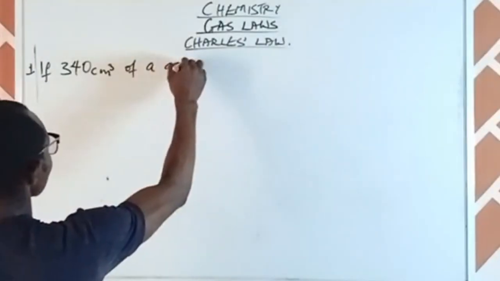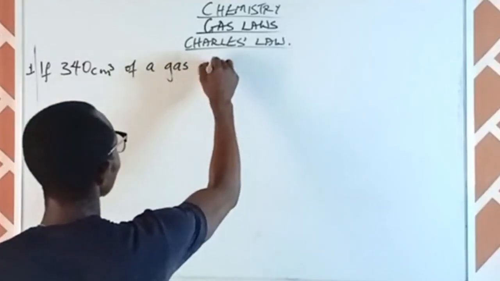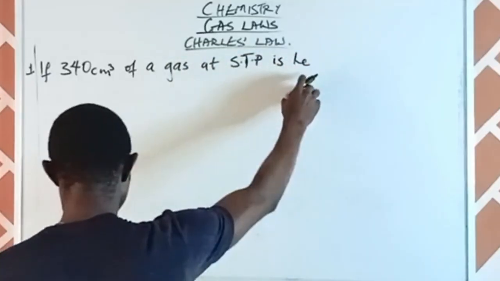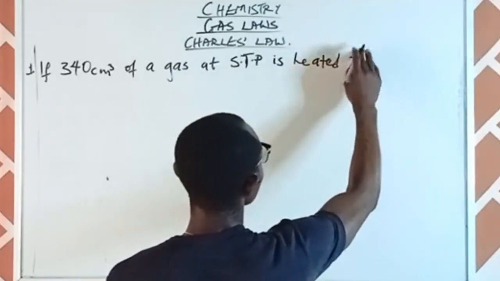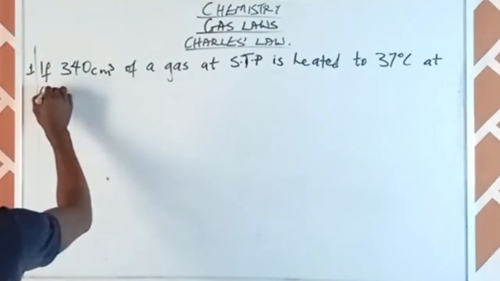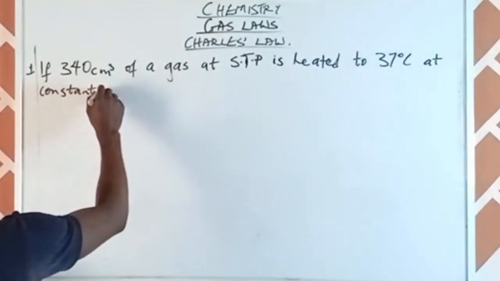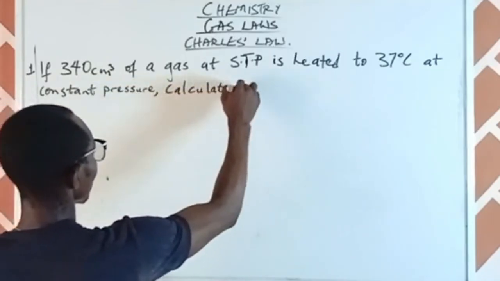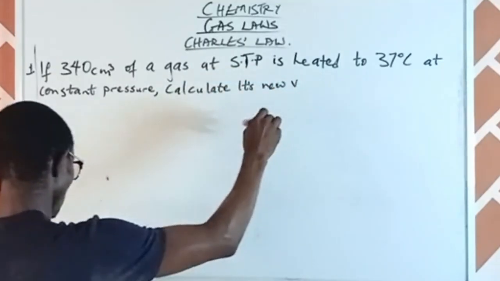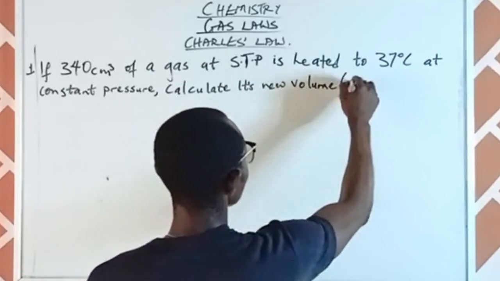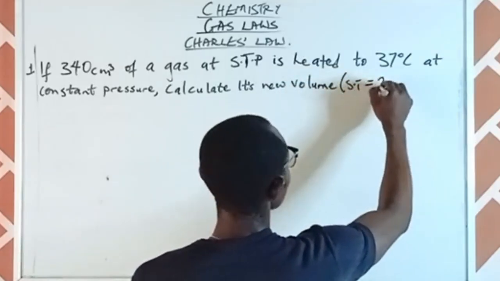1. If 340 centimeter cube of a gas at STP is heated to 37 degrees Celsius at constant pressure, calculate its new volume. Standard temperature equals 273 Kelvin.